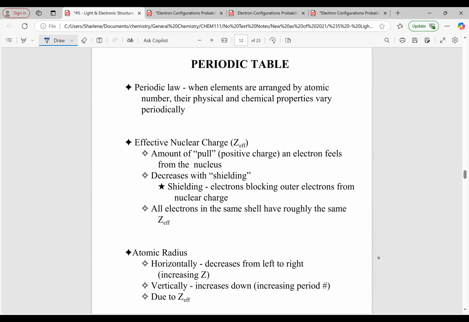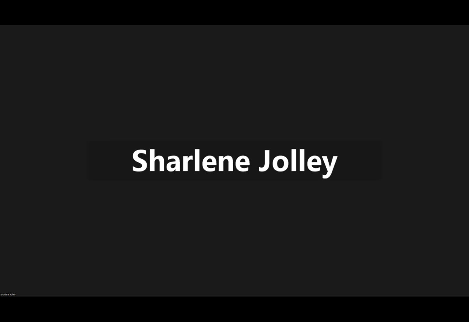And so Z stands for the atomic number, and eff is basically how effective that proton is inside of our nucleus. So it's the amount of pull that an electron feels. It decreases with shielding, and shielding is blocking from outer electrons. And if you're in the same shell, they all have roughly the same effective nuclear charge. And that probably made no sense. So let's go to the whiteboard.